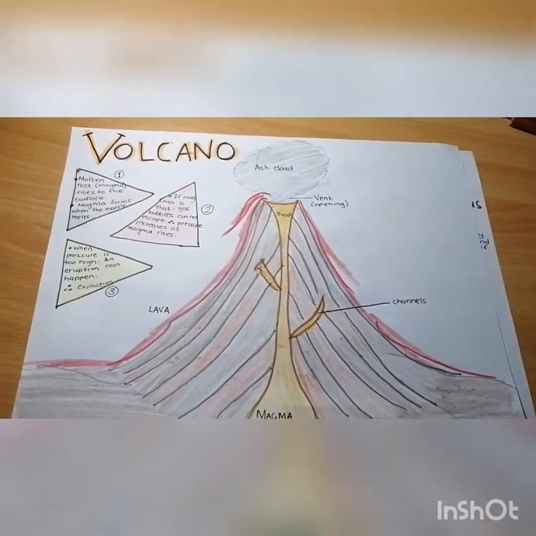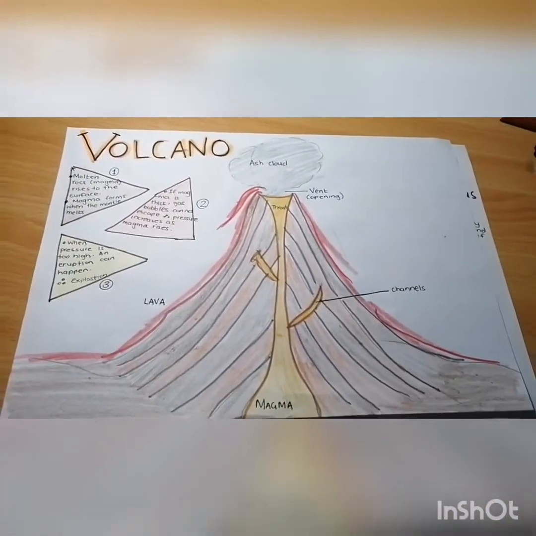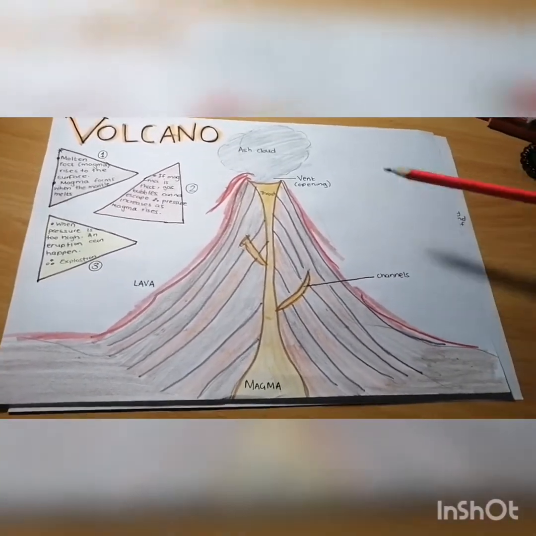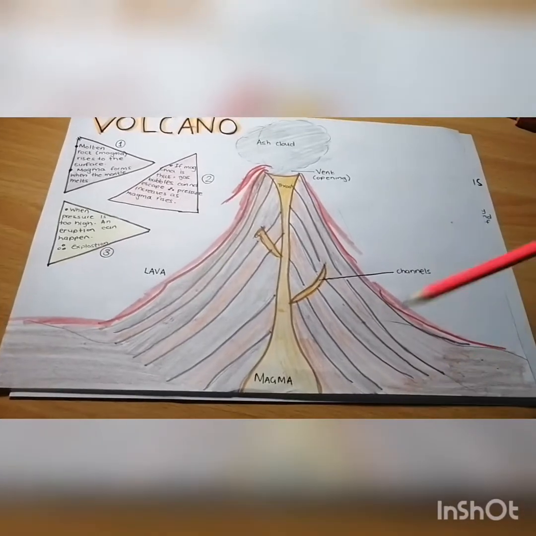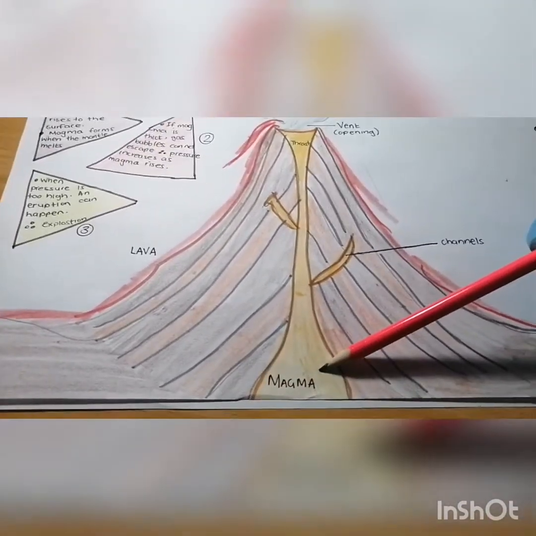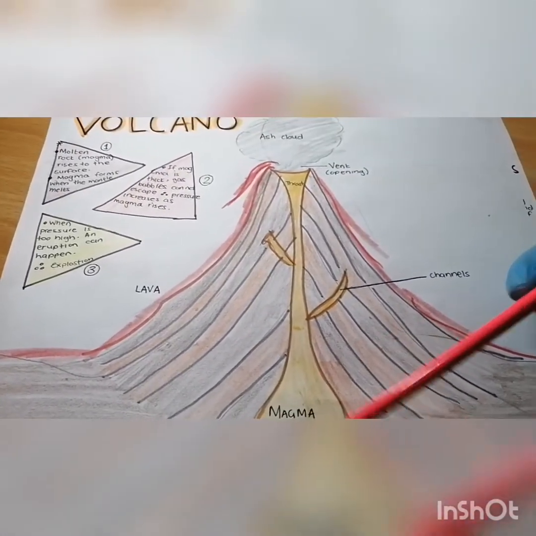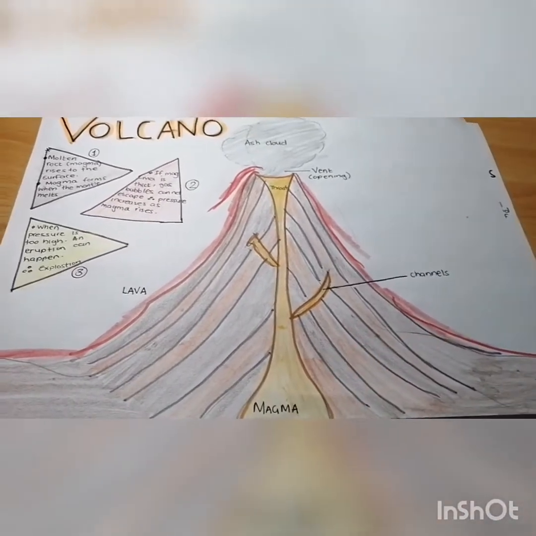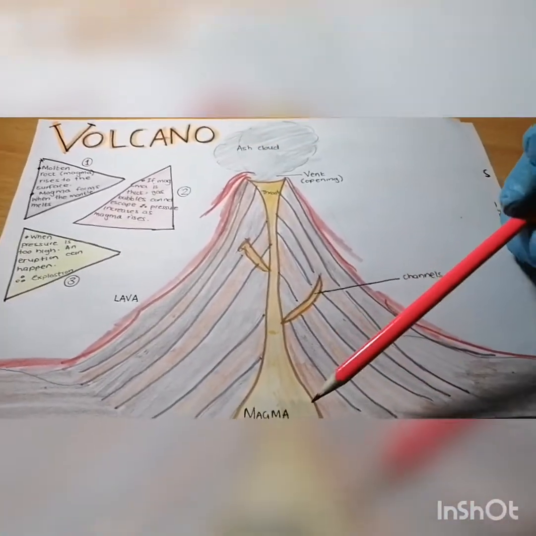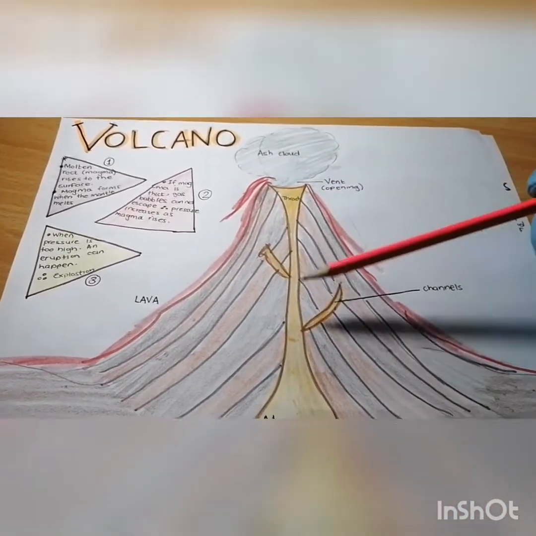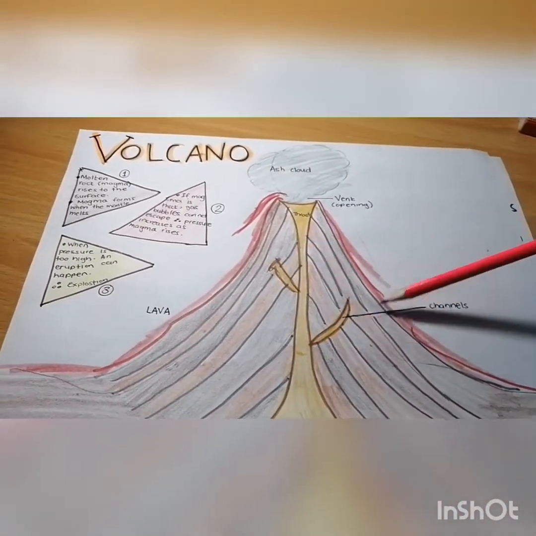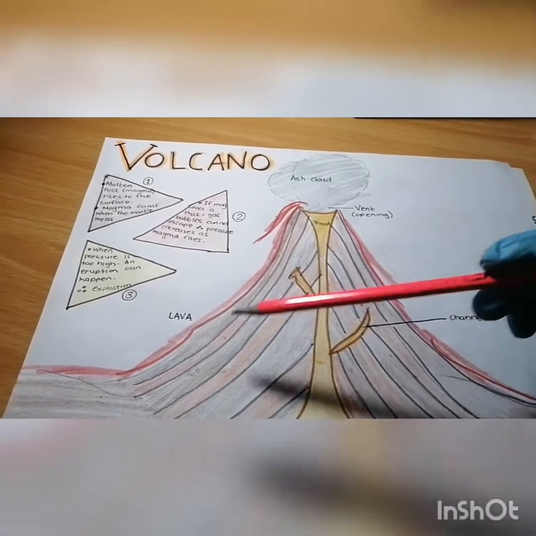Okay, now we move on to the volcano. So as you can see, here's a 2D diagram of a cross-section of a volcano. Here we have our magma, which is in the mantle, M for magma, M for mantle. Easy way to remember. Now, here we have a long throat. This is the throat. And we have channels which reach the surface and spew out lava.